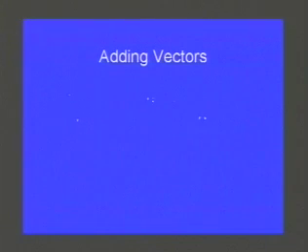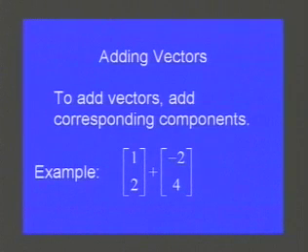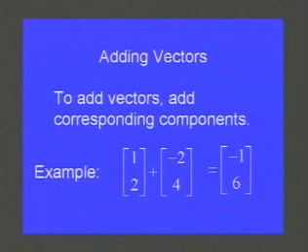All right, first of all, we have added vectors before. To add vectors, add corresponding components. We've added vectors because we've added matrices, and when we added matrices, we added corresponding components. For example, if you had the vector 1, 2 plus the vector negative 2, 4, we get the vector negative 1, 6. You just add straight across. So 1 plus negative 2 is negative 1, and then 2 plus 4 is 6.